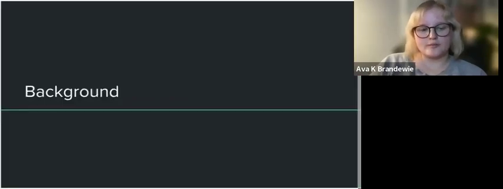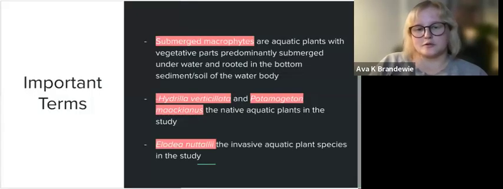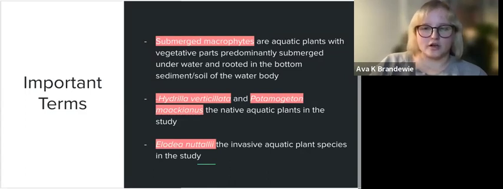Now we're going to do some background. There are some important terms. Submerged macrophytes are aquatic plants with vegetative parts that are predominantly submerged under the water, and the plant is rooted at the bottom sediment or soil of that body of water.